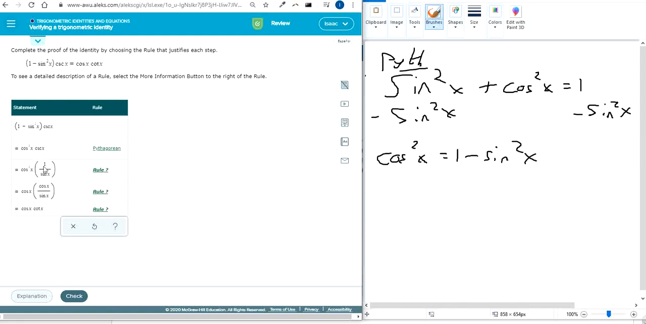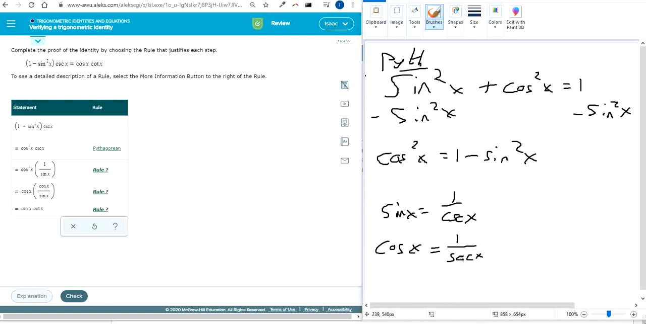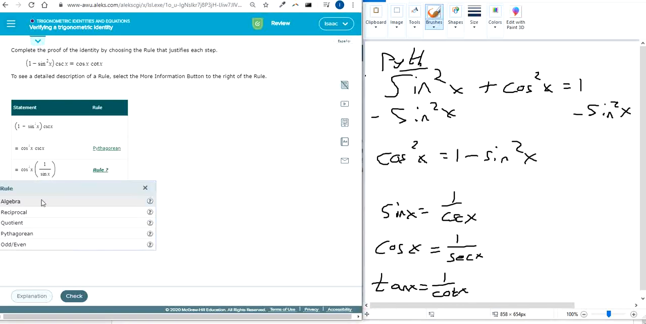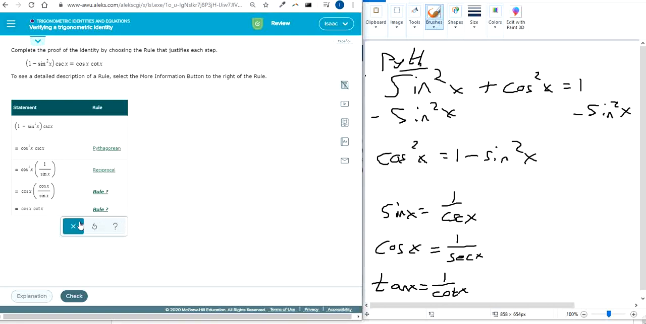In this next step, from the second row to the third row, what's changed is now that cosecant x is 1 over sine x. And so that is a reciprocal rule. That sine of x is equal to 1 over cosecant x. And then the other two pairs are cosine x, that's 1 over secant x. The reciprocals of one another. So it's a reciprocal rule. And then tangent x, the last one, is 1 over cotangent x.